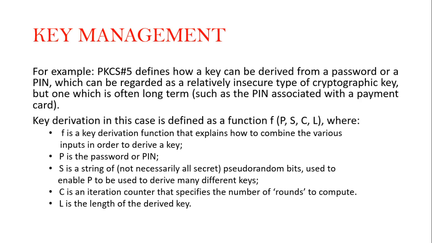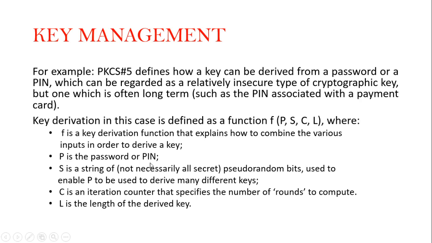The key derivation in this case is defined as a function. So there is one function by which we are going to derive the key. We'll define that key derivation in the form of a function called f of p comma s comma c comma l. So what are p, s, c, and l? Where f is a key derivation function that explains how to combine the various inputs in order to derive a key.